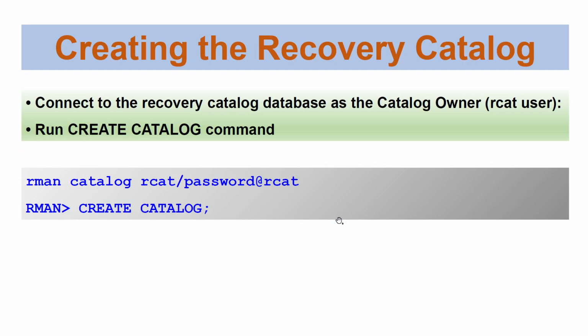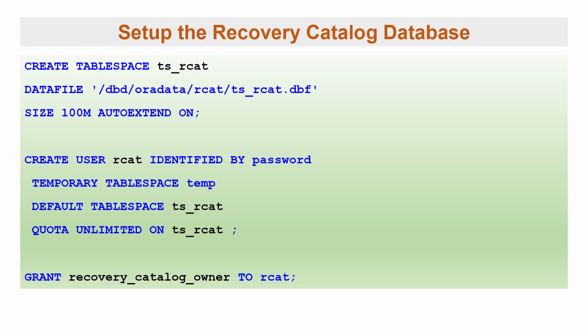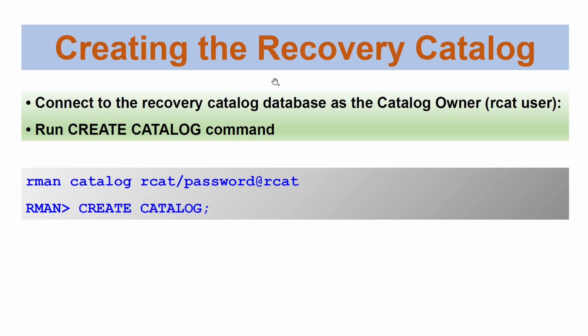This is at the database level. Finally, we will connect to RMAN, and when we connect, we will connect to the catalog. So we'll say catalog, give the catalog owner user and the password of that user at the database which we have set up for the recovery catalog, and we will run the create catalog command. This command creates the recovery catalog schema. This is the final command which creates the catalog in the database.